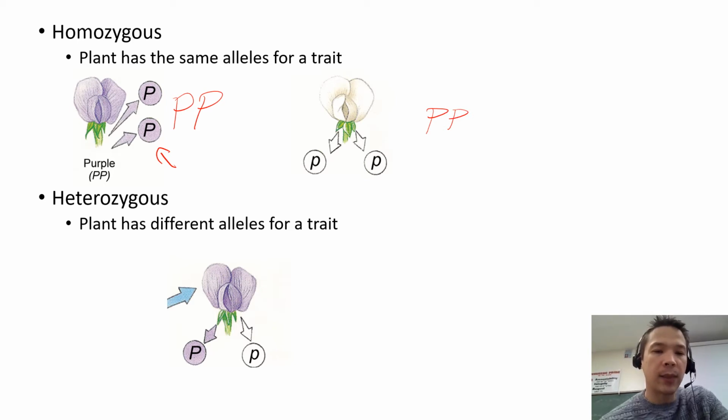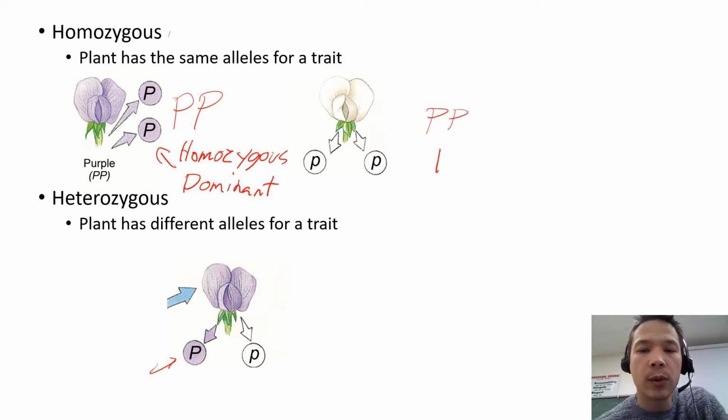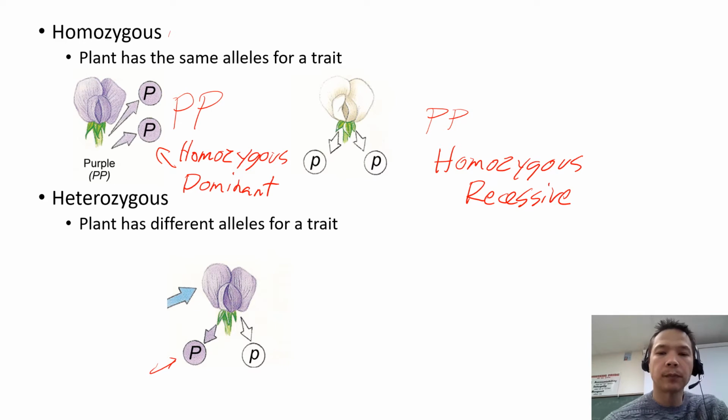This one is heterozygous. That means the plant has different alleles for a trait, so capital P here and a little p. Now, going back to the homozygous ones, we can split them up. This one would be considered homozygous dominant because it has dominant alleles. And this would be called homozygous recessive, because it has two recessive alleles. And this one's just heterozygous. It has one dominant and one recessive.